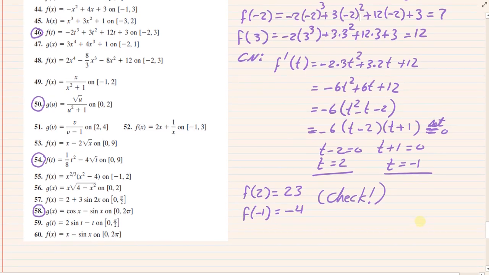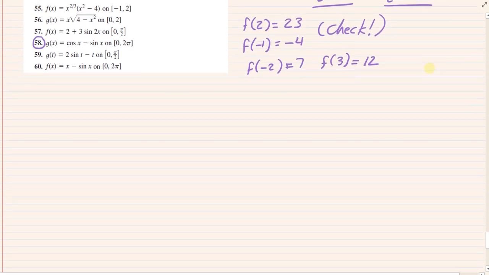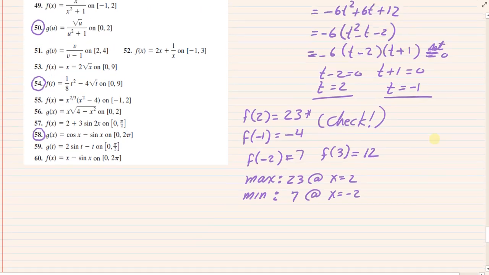Remember, we have these numbers now. Let me bring them from up here. F of negative 2 was 7, and f at 3 was 12, right? So at this point, we're going to look for maximum and minimum. The max is 23, right? Attained at 2. So we're just going to write that. Max is 23, attained at x equals 2. And the minimum of this function is going to be 7, and it is attained at x equals negative 2. And there we have them.